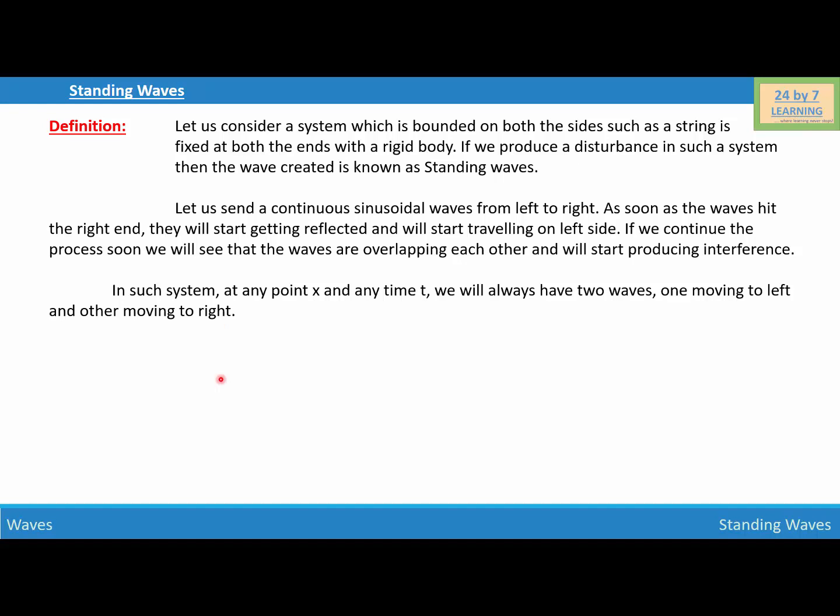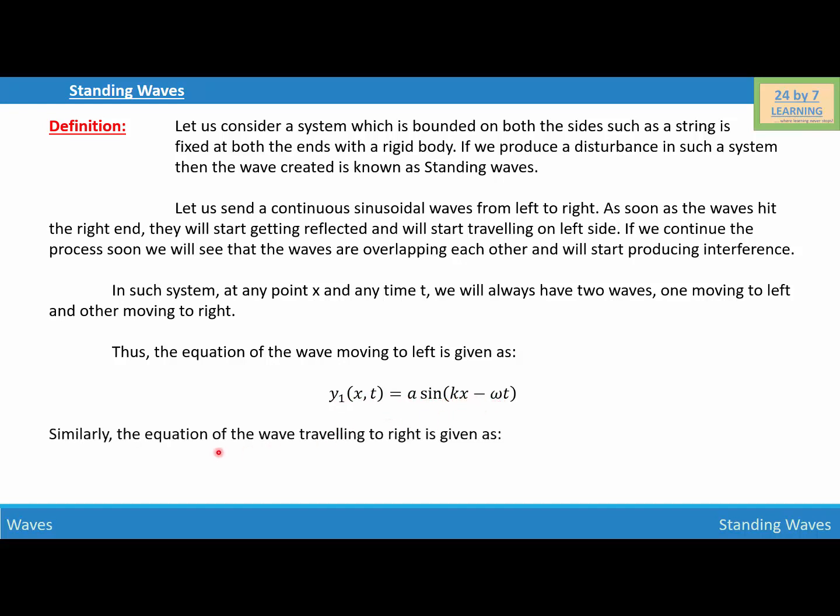In order to explain this, I'm going to consider the equation of the wave. The equation of the wave moving to the left is given as y1(x,t) = a sin(kx - ωt). And when the wave is moving to the right, the equation of the wave traveling to the right is given as y2(x,t) = a sin(kx + ωt).